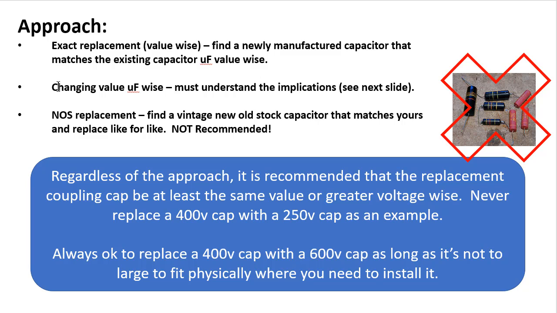And then I've got the big statement here in blue. Regardless of the approach, it is recommended that the replacement coupling cap be at least the same value or greater voltage-wise. Never replace a 400 volt cap with a 250 volt cap, as an example. It's always okay to replace a 400 volt cap with a 600 volt cap, as long as it doesn't get too large physically to fit where you need to install it.